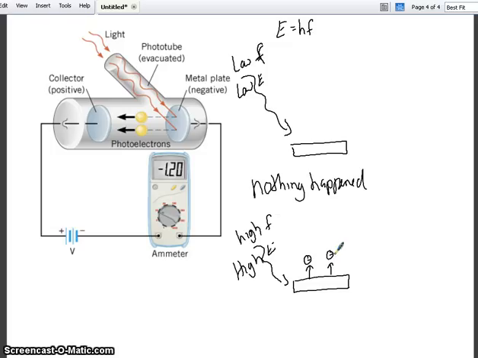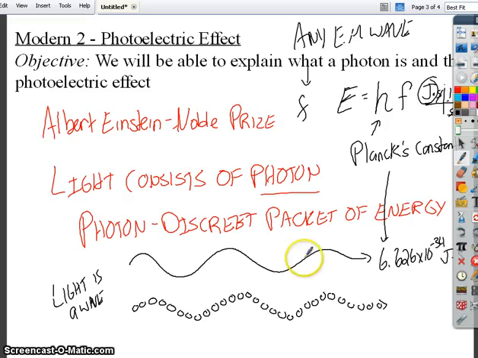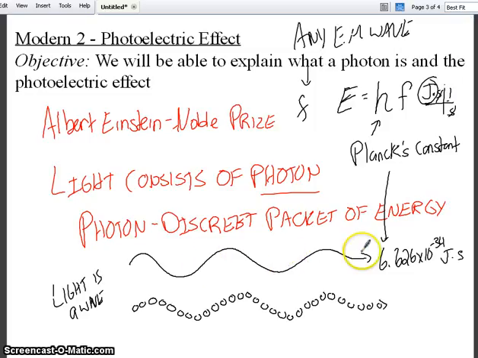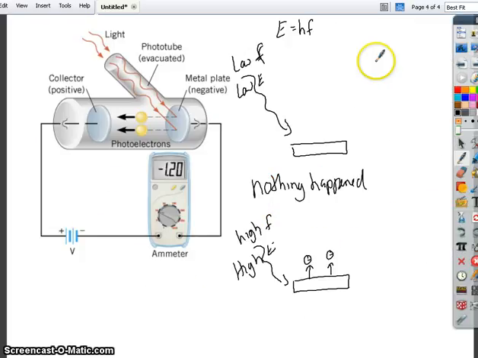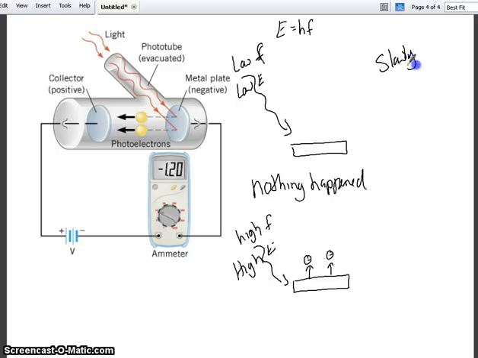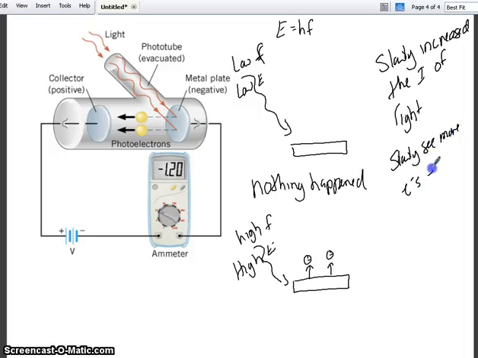If light was a continuous stream, that means if I slowly increased the intensity of light, then I should slowly see more electrons ejected. Okay? I should slowly see more electrons ejected. And let's go back a second to make sure we understand what's going on.